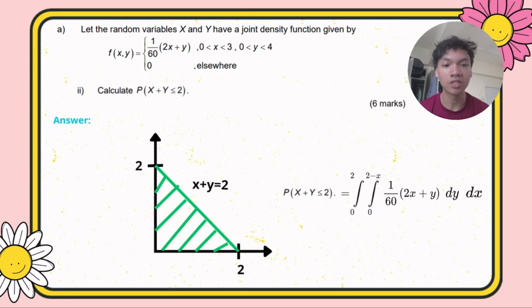On this slide, I'm explaining the region where x plus y is less than or equal to 2. The line x plus y equals 2 forms a triangle in the first quadrant with the intercepts at (2, 0) and (0, 2). For every value of x between 0 and 2, the value of y goes from 0 up to 2 minus x. So the shaded area shows all the points that satisfy the condition x plus y is less than or equal to 2. So this is why the limits of integration are x from 0 to 2, and for each x, y from 0 to 2 minus x.